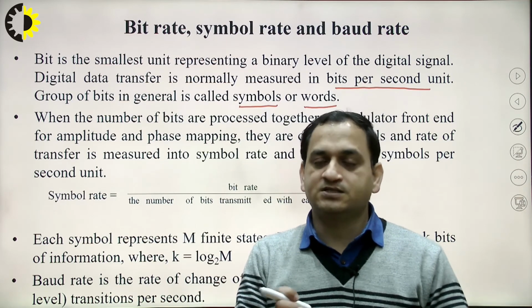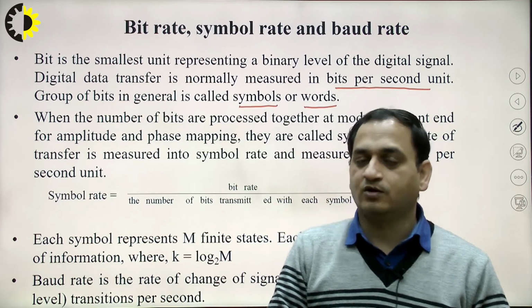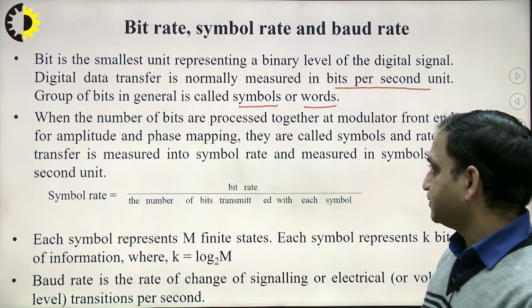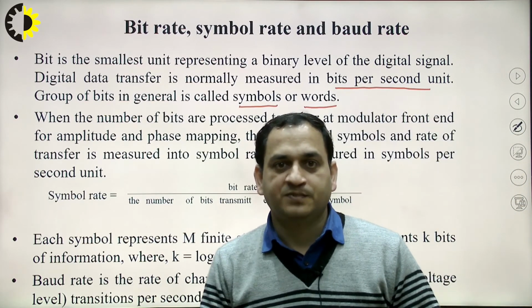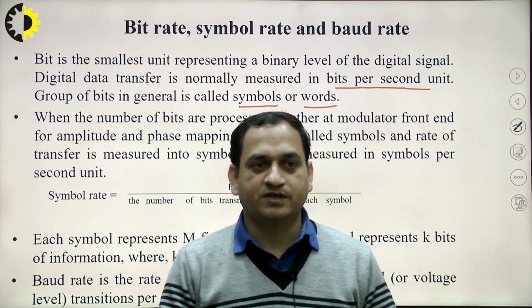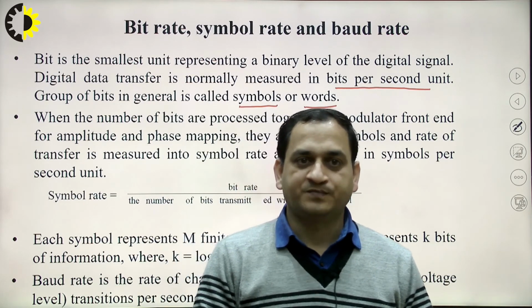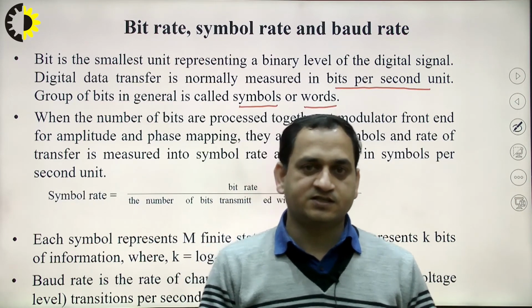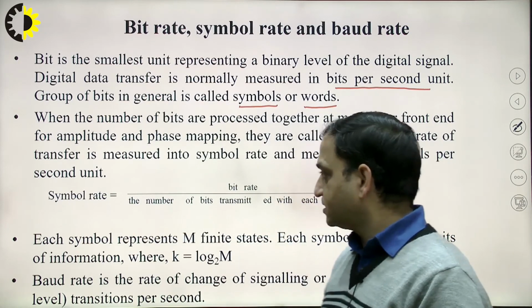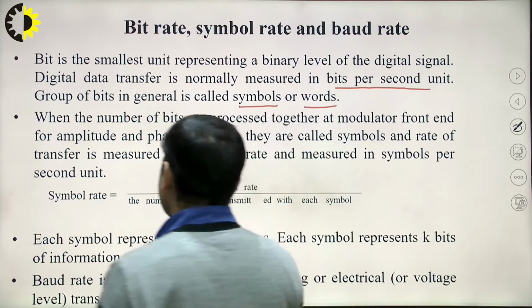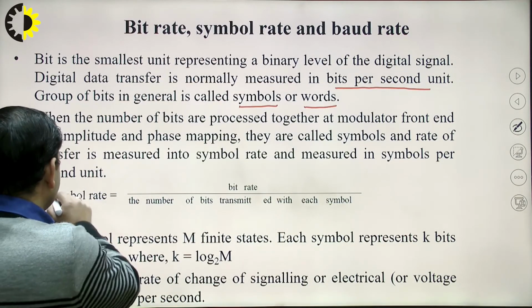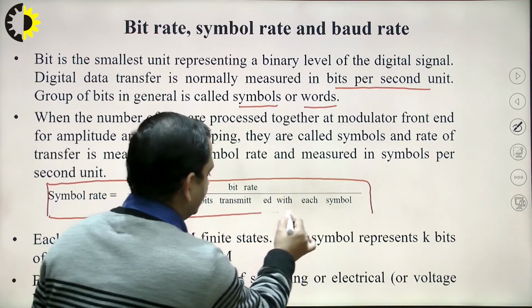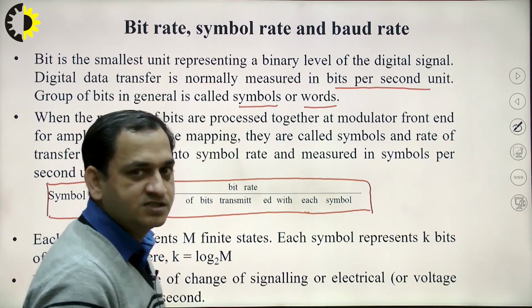If we transmit in a bulk of bits, we call them symbols. The number of bits processed together at the modulator front end for amplitude and phase mapping are called symbols, and the rate of transfer is the symbol rate, measured in symbols per second. This is represented with this diagram and formula: the symbol rate is equal to the bit rate divided by the number of bits transmitted with each symbol.